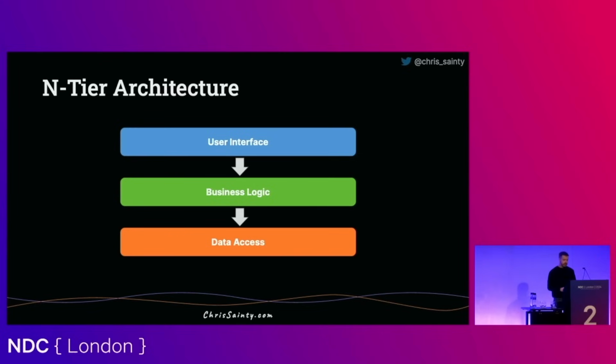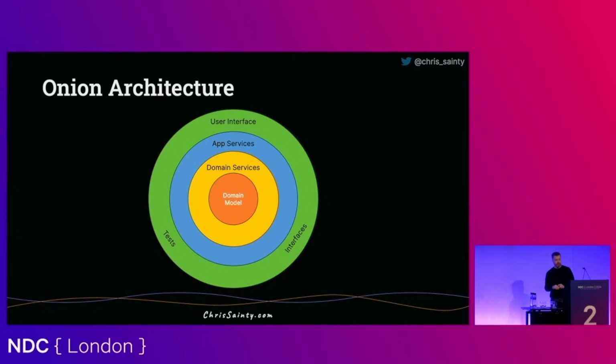So this was good and it made sense, but as I got a few years into my career, I started noticing that it felt a little clumsy, things got a little bit messy. And around 2008, Jeffrey Palermo coined the term onion architecture. The major shift here was that instead of the data store, the database, being the base layer of your architecture as it is in N-tier, we put the domain model at the center.